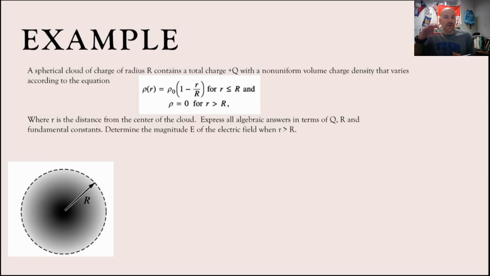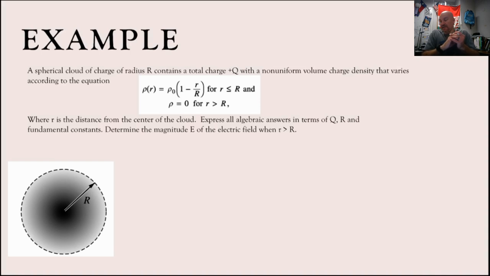Inside, it's given by rho of r equals rho 0 times (1 minus little r over big R). Outside, the charge density is 0. r is the distance from the center of the cloud. Express all algebraic answers in terms of Q, R, and fundamental constants, and then determine E. So we are determining the magnitude of E for r greater than R, so little r greater than big R.